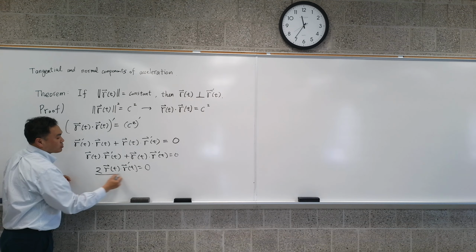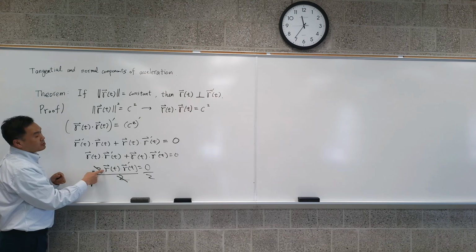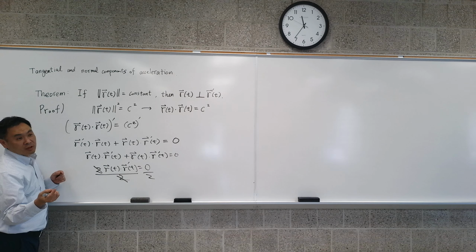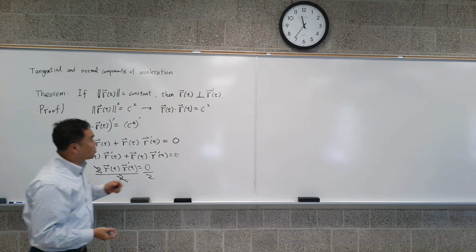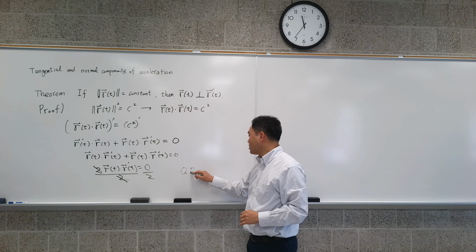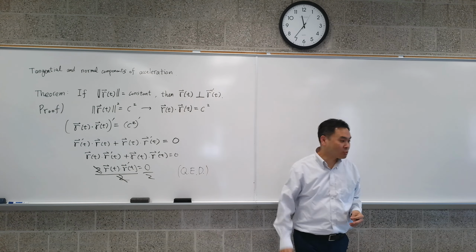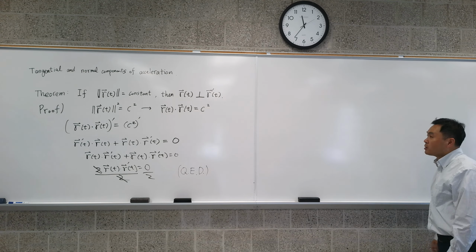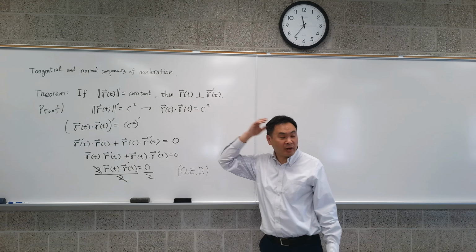And then if you divide both sides by 2, the 2 cancels. Now what does it say? You have two vectors, their dot product is 0, that means they're perpendicular. So that's the end of the proof. You can say QED, which means this was what was to be proved, and it has been proved. So that's going to be a small fact that we're going to use a little later.